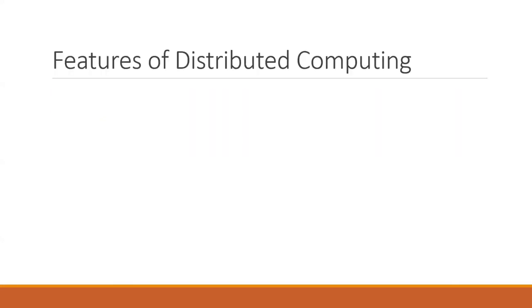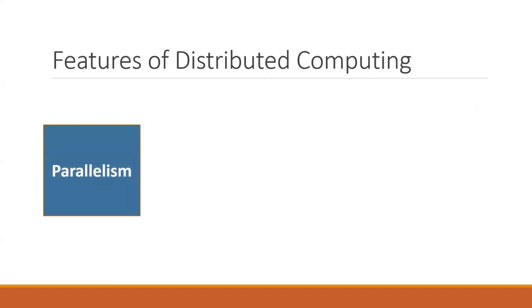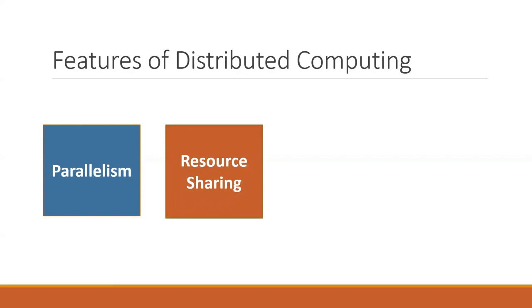There are some features of distributed computing. The first one is parallelism. A distributed computing system can execute multiple tasks simultaneously across different computers, allowing for faster processing times. Then resource sharing is one of the main features of distributed computing. Distributed systems allow multiple users or applications to share computing resources such as processing power, storage, and memory across the network.